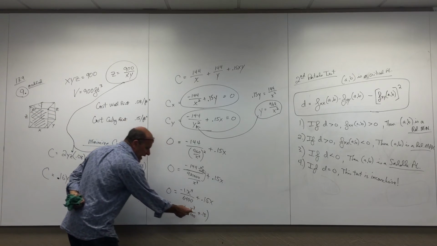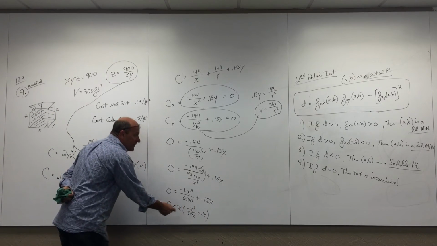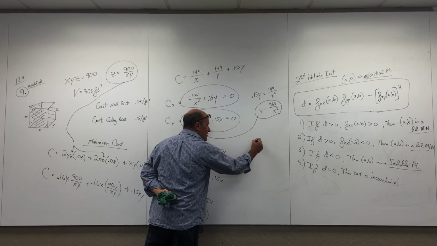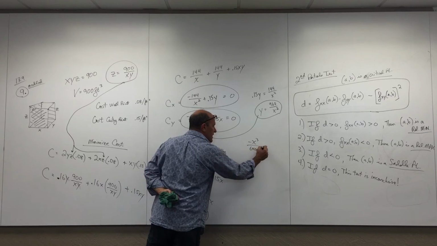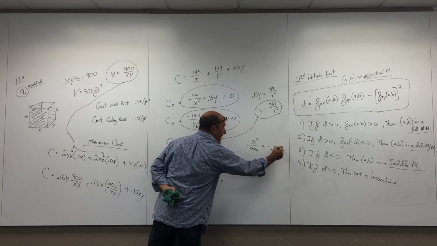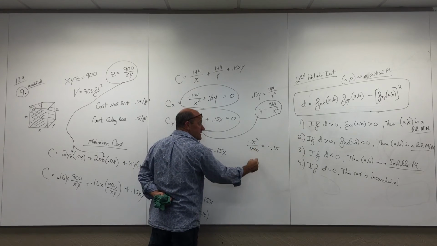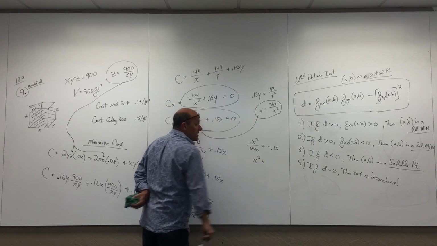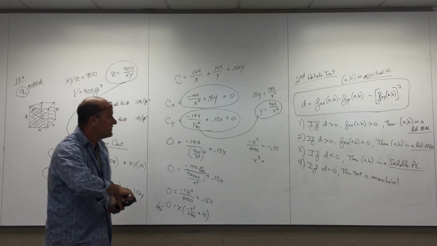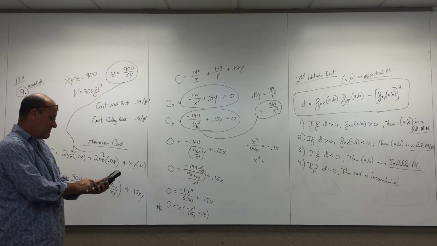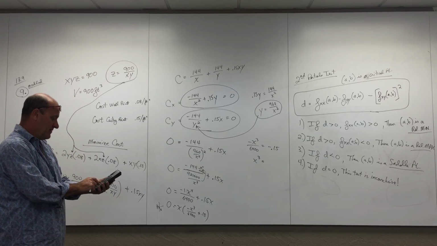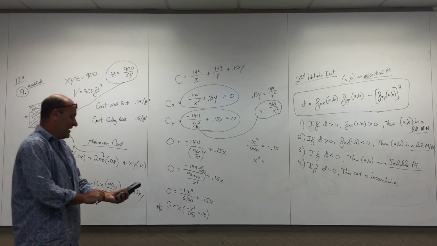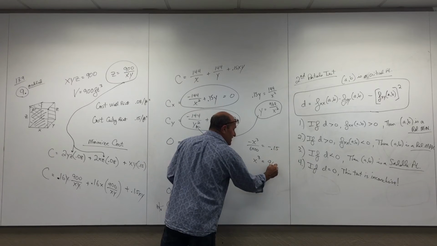So this will be it. Whatever I do here, what am I doing? Negative x cubed over 6,400 equals negative 0.15. Multiply by negative 6,400. x cubed would be whatever 0.15 is times 6,400. Really, back to that number. I knew that we were going in circles here, sort of. Not exactly. 960, cool. So guess what x is?